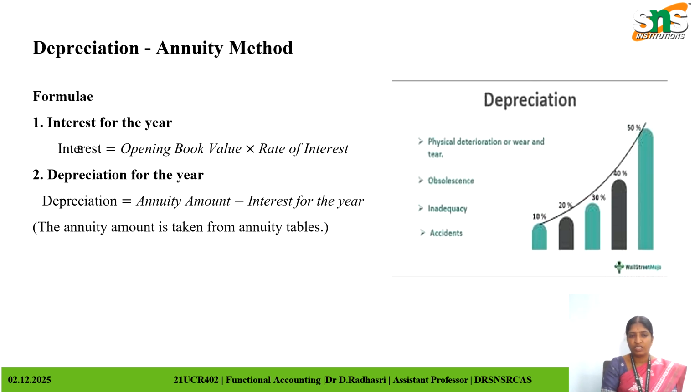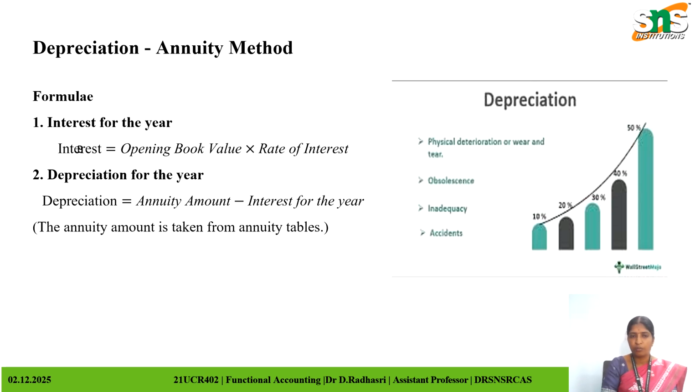The interest of the year is calculated on the opening book value. That is the real cost of the product when we purchase it from a particular person. In that, we want to calculate the rate of interest. From the annuity amount, we subtract the interest of the year. The annuity amount is shown in the annuity table and is fixed. It can't be changed for any purpose.